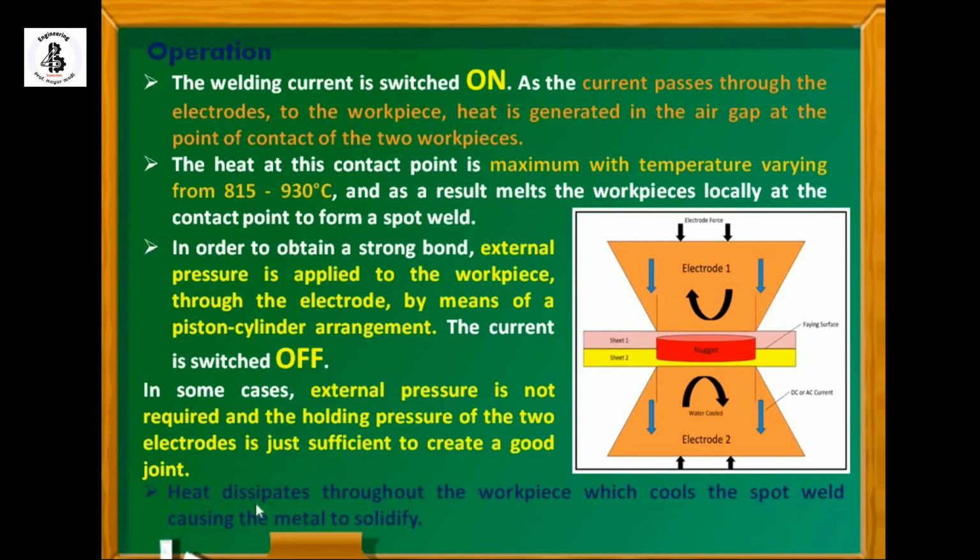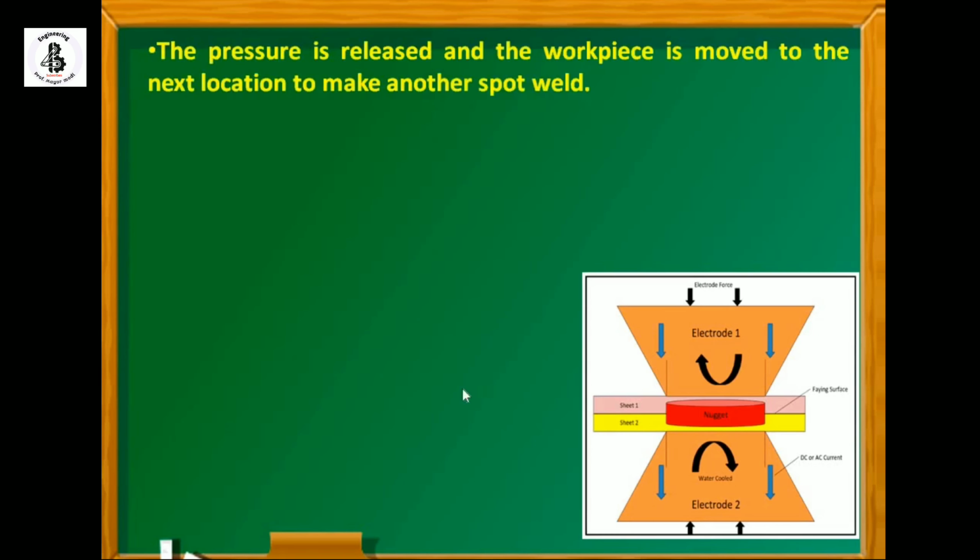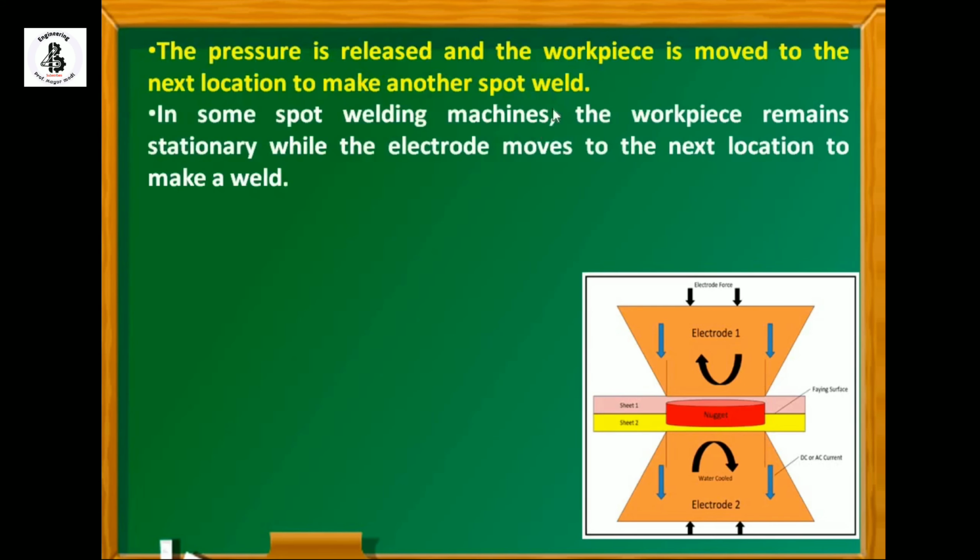The heat is dissipated throughout the workpiece, which cools the spot weld, causing the metal to solidify. Then the pressure is released and the workpiece is moved to the next location to make another spot weld. In some spot welding machines, the workpiece remains stationary while the electrode moves to the next location to make a weld. That depends upon the specifications of the resistance spot welding machine.